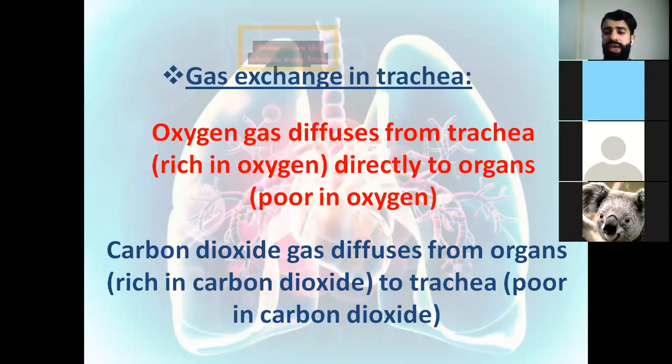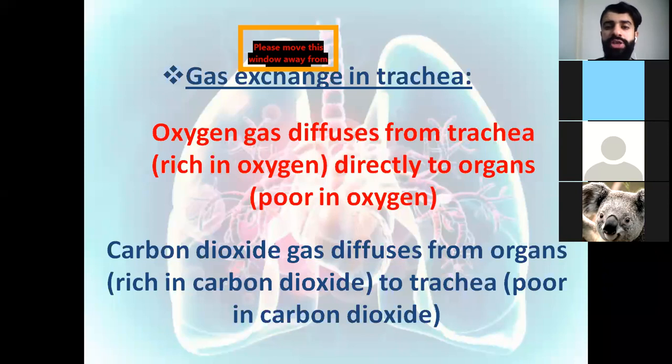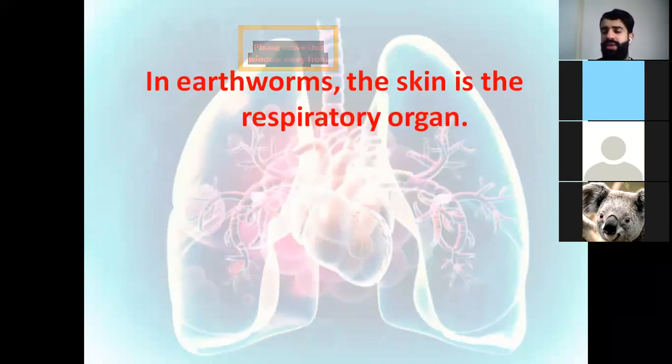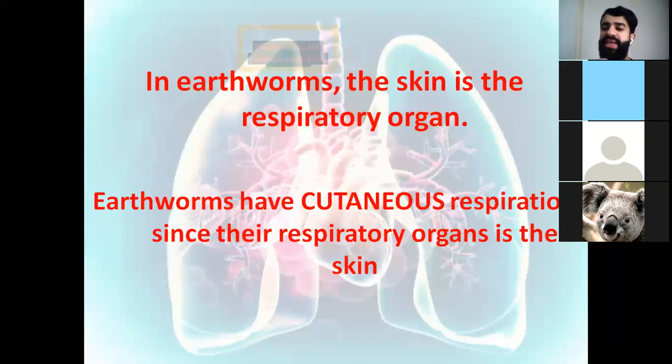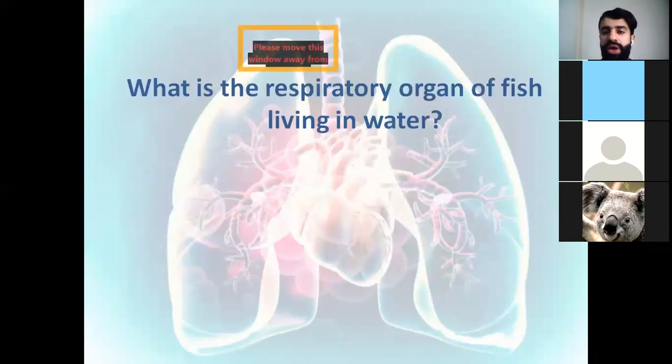Gas exchange in the trachea we also have to study: the oxygen gas diffuses from where to where? From the trachea that is rich in oxygen to the organs that are poor in oxygen, while carbon dioxide is the opposite, diffusing from the organs that are rich in carbon dioxide to the trachea that is poor in carbon dioxide. Earthworms have a special respiratory organ called the skin. So we have cutaneous respiration since they breathe through their skin.